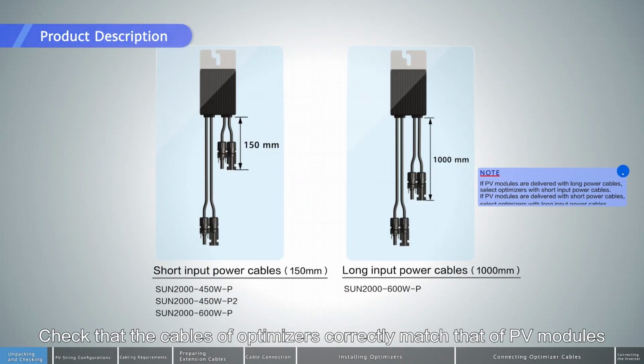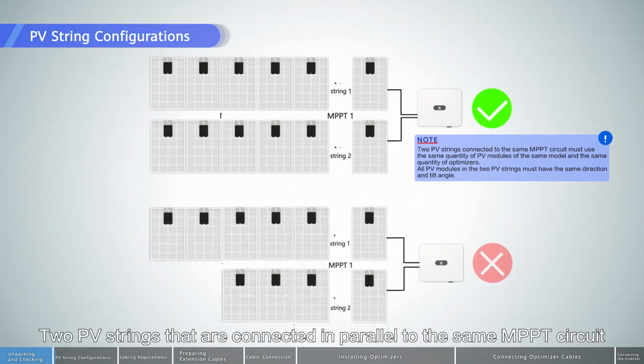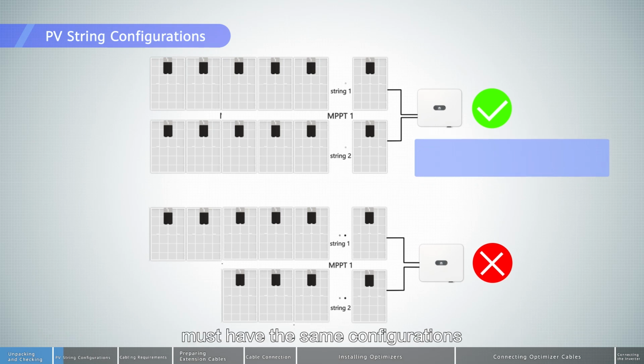Check that the cables of optimizers correctly match that of PV modules. Two PV strings that are connected in parallel to the same MPPT circuit must have the same configurations.